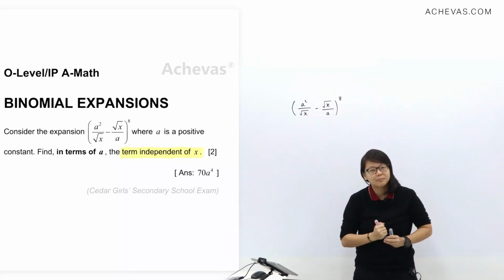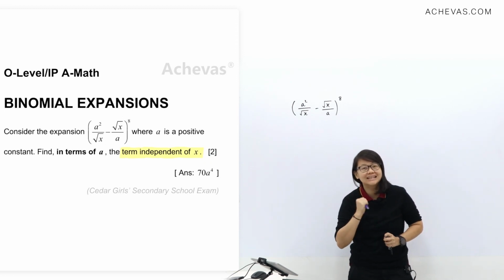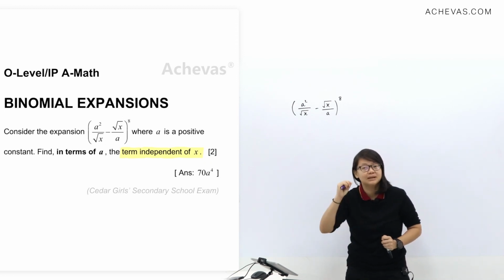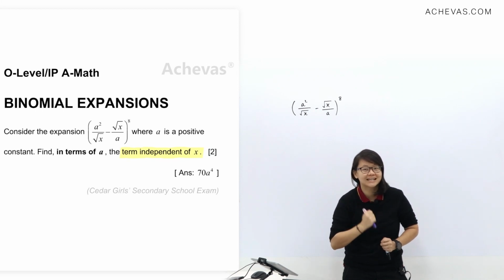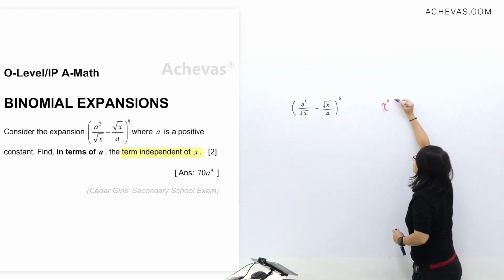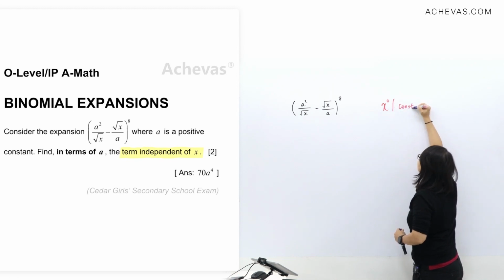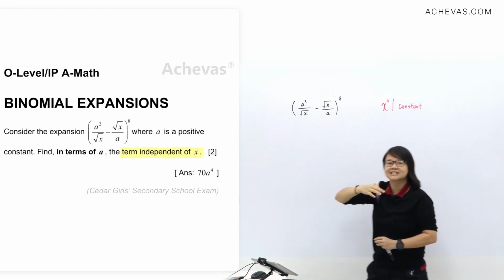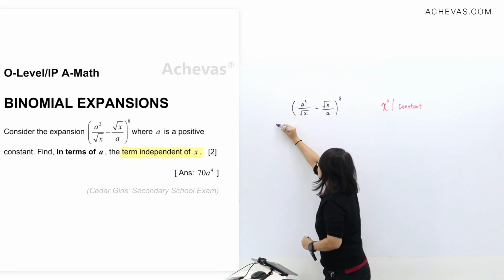Let's take a look at a binomial expansion question where you are required to find the term independent of x. Now let's take a look at this phrase here, the term independent of x. You must first understand that it means you need the term in x power 0, or the constant term. So I'm going to start by writing the general term from this expansion.